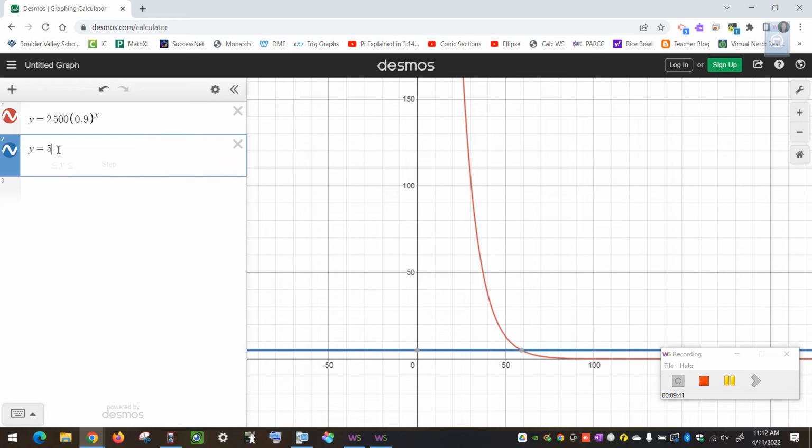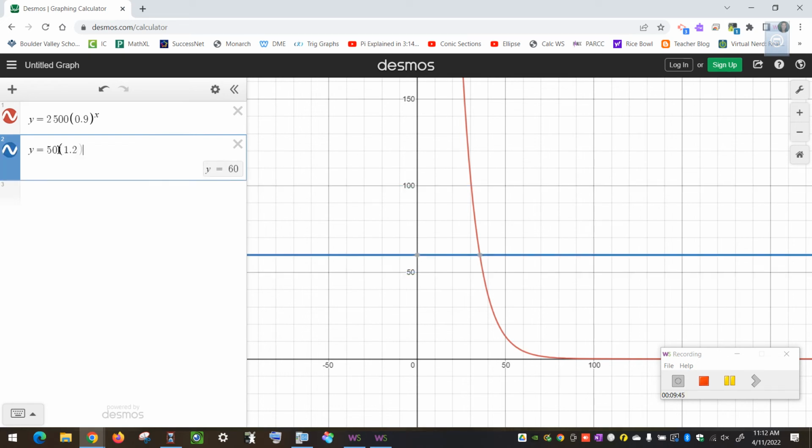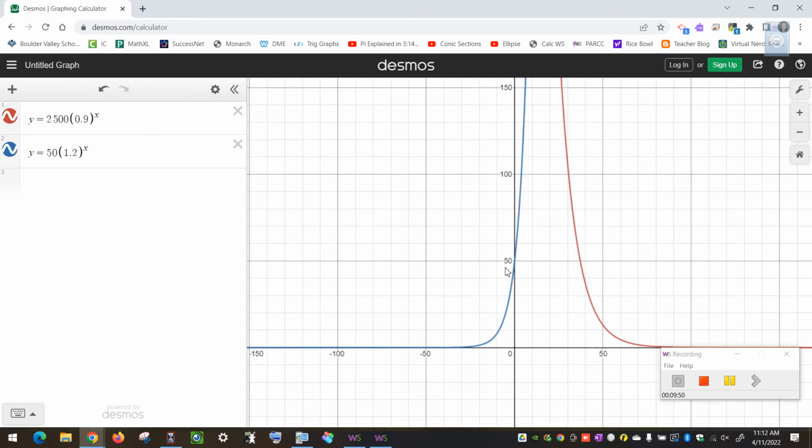If I were to actually type in the equation that we had for Andy's Colt, it was 50 times 1.2 raised up to the power of x. Looking at them side by side, we can say, well, what's different about them is that Andy's Colt is increasing, it's growing from left to right, whereas the swimming pool graph is decreasing. It's getting smaller as we go from left to right.